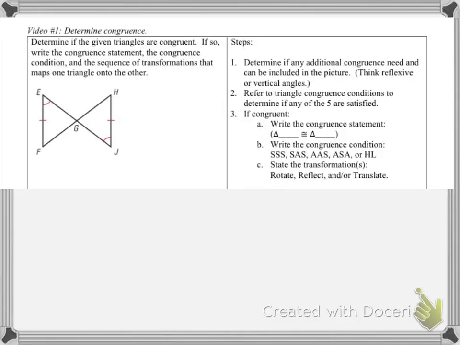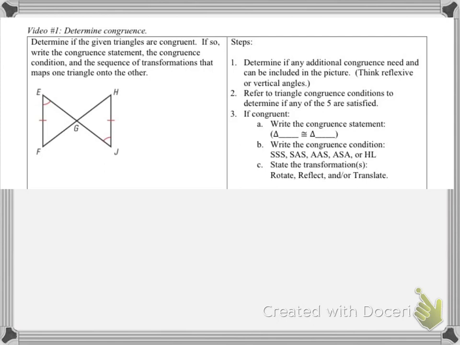Okay, this is video number 1 for triangle congruence that will accompany the worksheet also located on Schoology. After we go through and do this video, please make sure that you work on the You Try section, get a little bit of practice for yourself. So I'm going to go ahead and follow my steps over here.